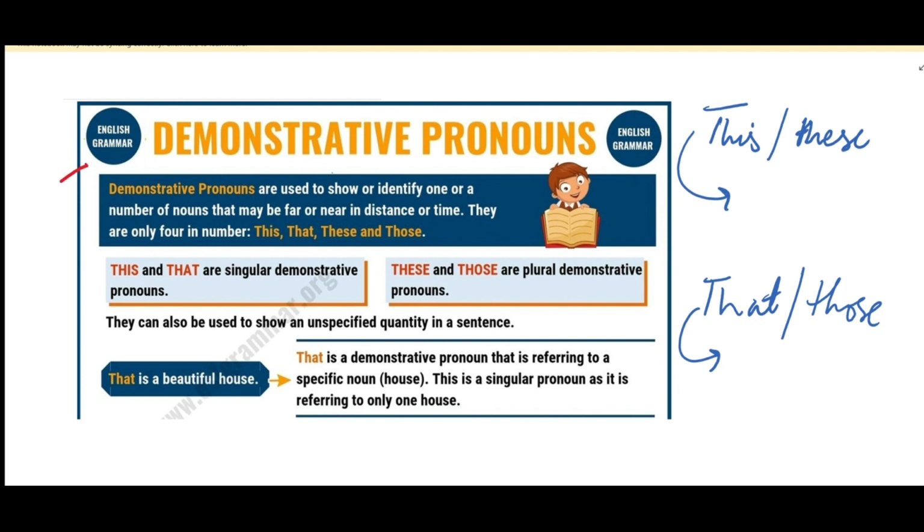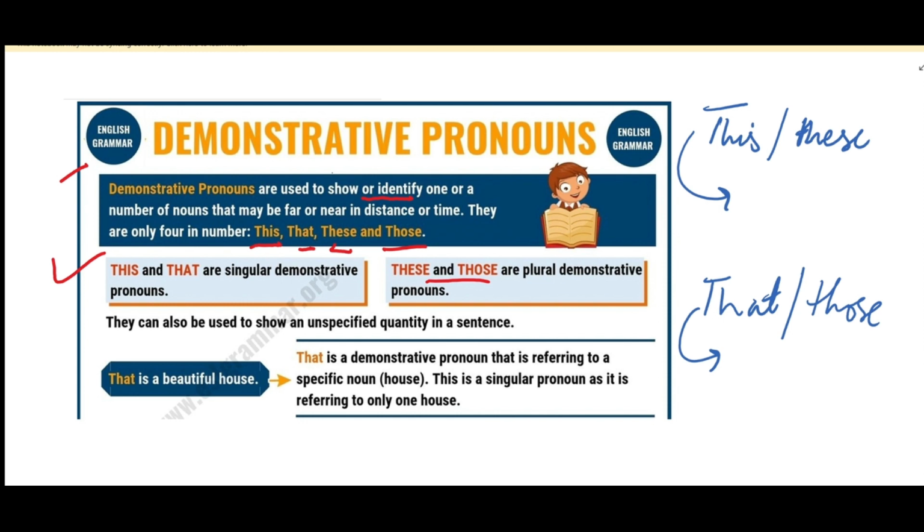Here is the definition. Demonstrative pronouns are used to show or identify one or a number of nouns that may be far or near in distance or time. They are only four in number, that is like this, that, these and those. These four are only demonstrative pronouns. This and that are singular demonstrative pronouns, whereas these and those are plural demonstrative pronouns.